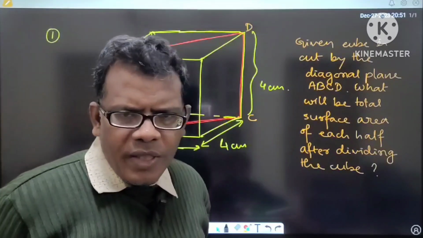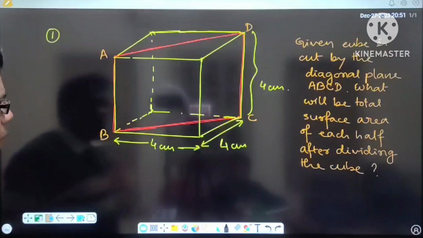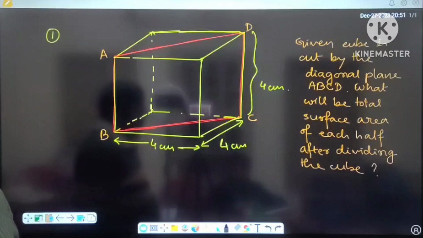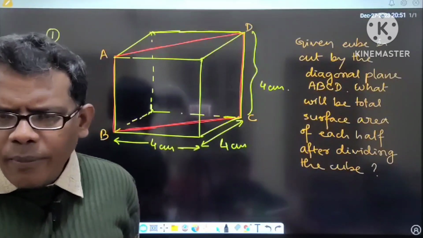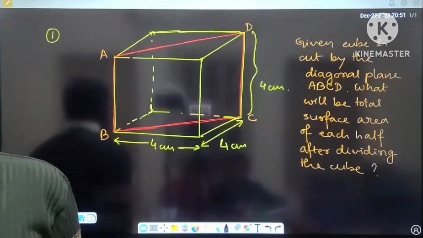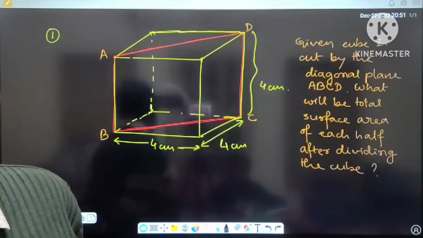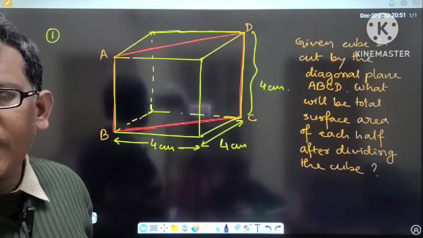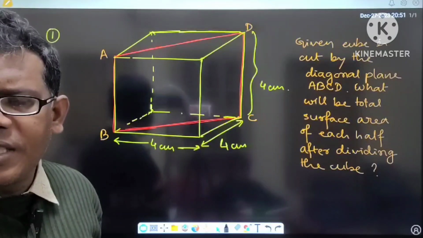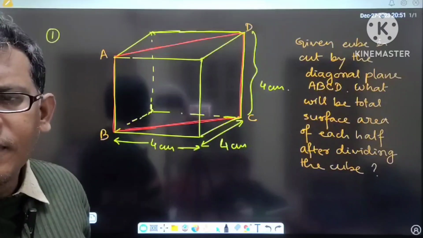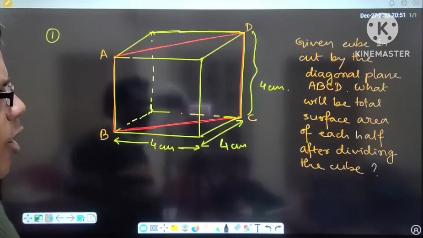But once the cube is cut by the diagonal plane, as I have marked it ABCD, do you think that the newly formed two portions possess all identical surface areas? Come on, yes, Shayanvita. Do you think that each part will have all identical surfaces? There will be 3 squares and 2 triangles.